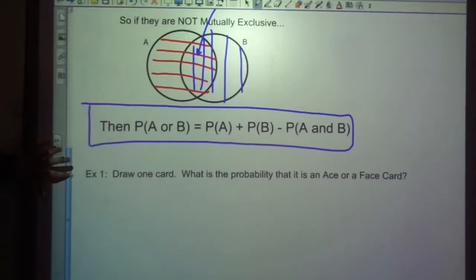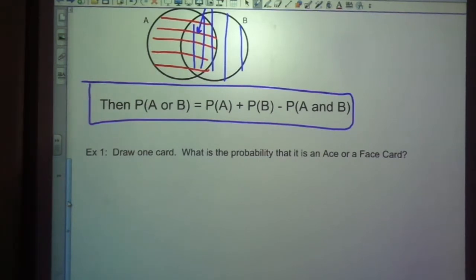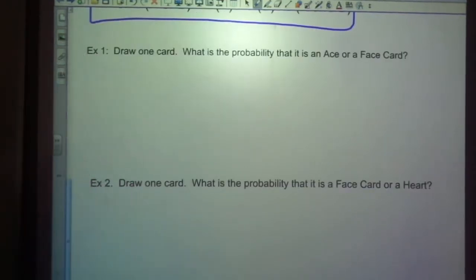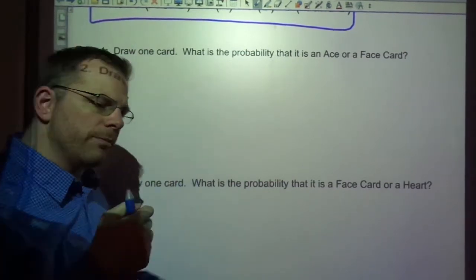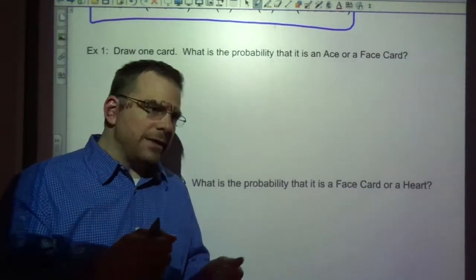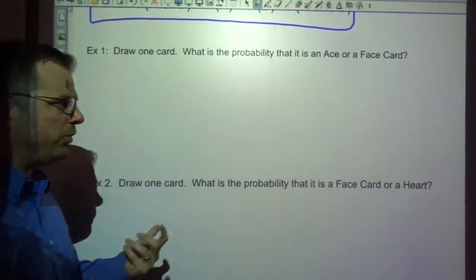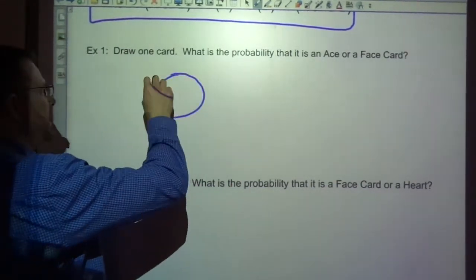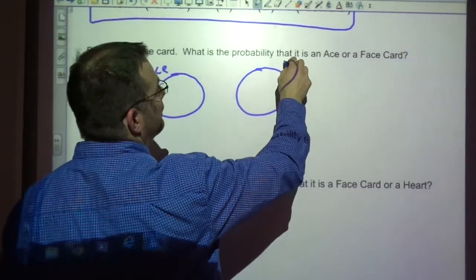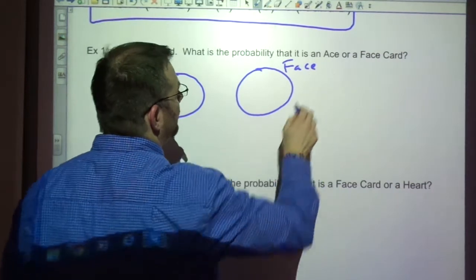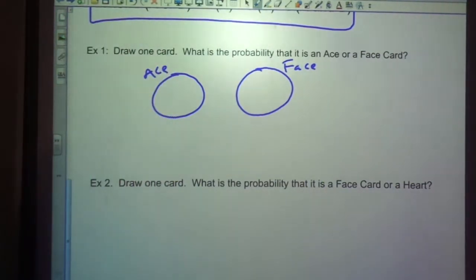Okay, let's look at some examples. We draw one card. What's the probability that it is an ace or a face card? So we have to think to ourselves, is this mutually exclusive or not? Can you be a card that is both an ace and also a face card? Well, no. So ace and face card, like Jack, Queen, King, those are disjoint, those are mutually exclusive.